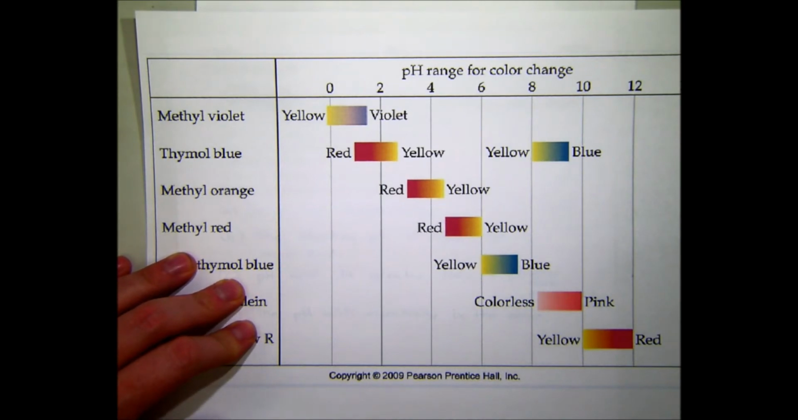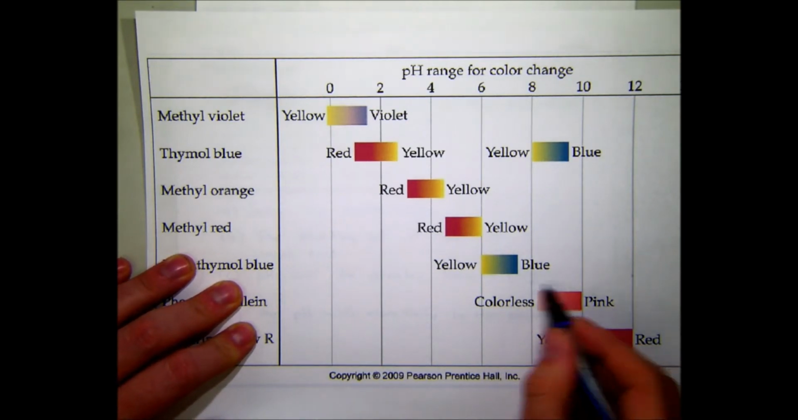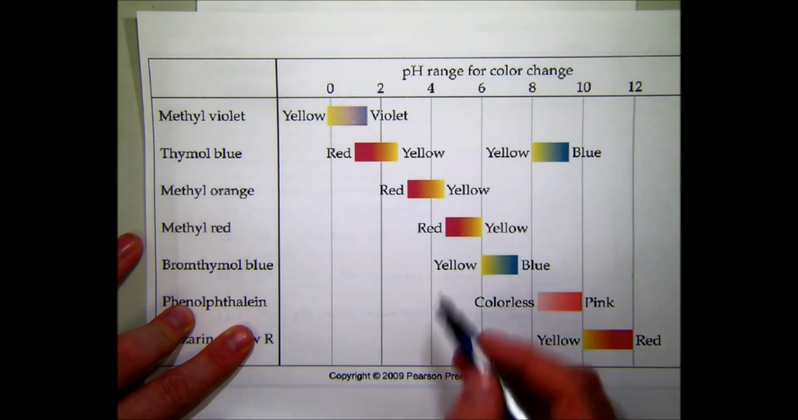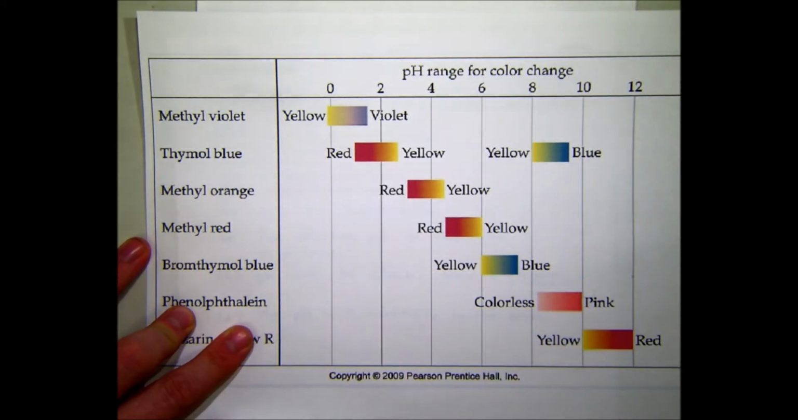So in titrating a weak acid, one needs an indicator that changes at a higher pH. So we would very much like to use phenolphthalein for the weak acid. If we are going to do it for a strong acid, strong base, we need something that's going to turn closer to 7, and bromothymol blue would probably be the best choice there.